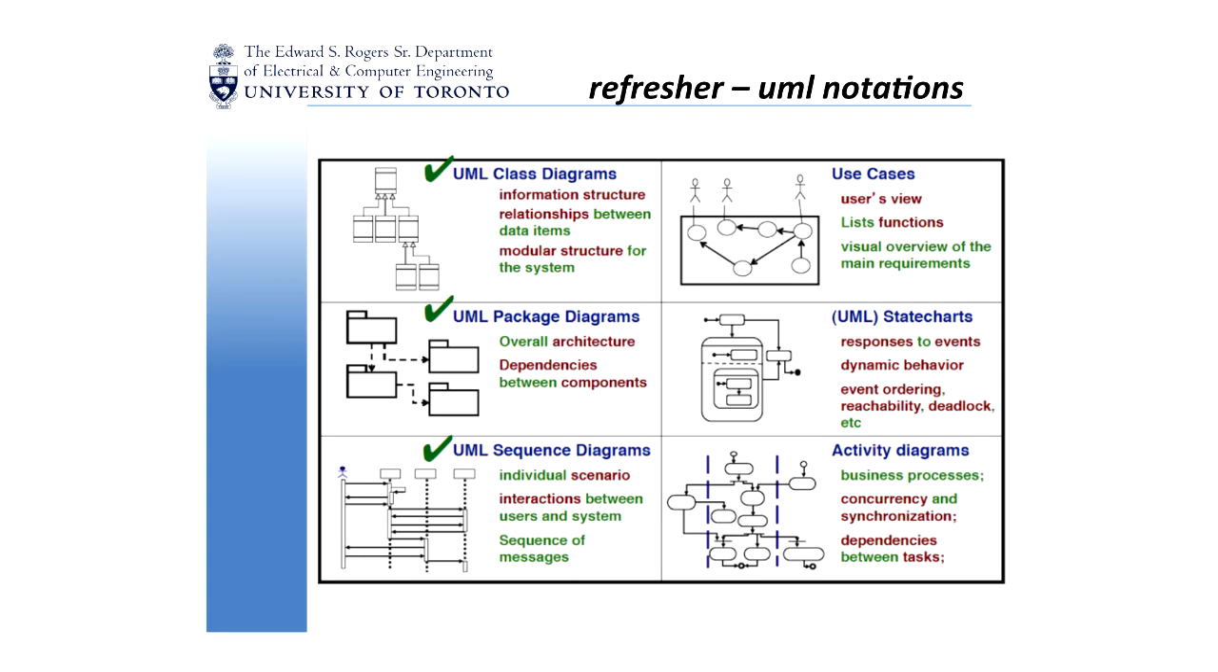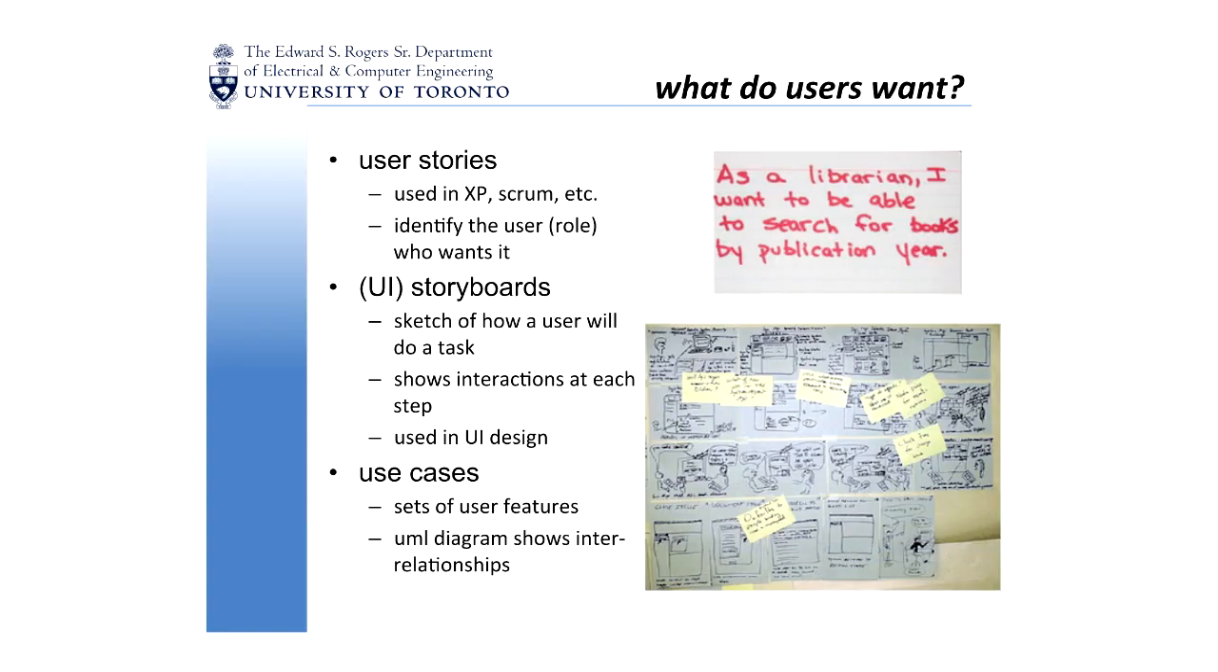As a quick refresher of UML notations, remember how these pieces fit together. Class diagrams show information structure, package diagrams show the overall architecture and component dependencies, and sequence diagrams show individual execution scenarios. Use cases, by contrast, represent the user's view, listing functions and providing a visual overview of the main system requirements. So what do users want?